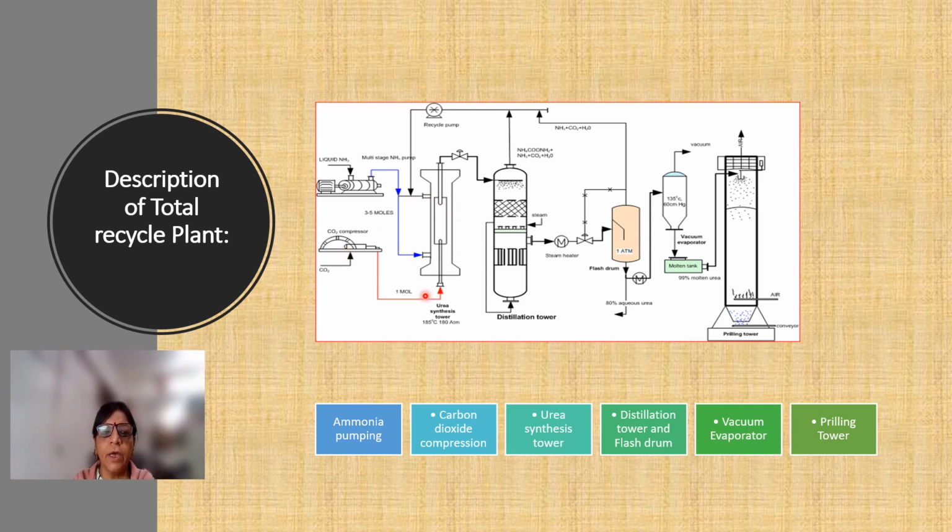Then we have the urea synthesis tower. We have the distillation tower, which is used for decomposing ammonium carbamate solution. This is your flash drum, also known as second decomposer, the vacuum evaporator, and finally the prilling tower, from the bottom of which we get the final product urea in the form of prills.